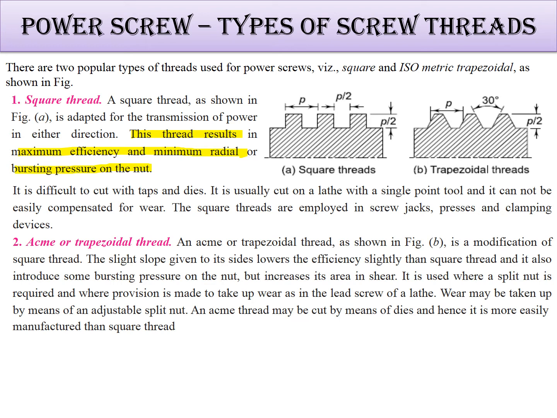And it is used where a split nut is required and where provision is made to take up wear, as in the lead screw of the lathe. So acme thread may be cut by means of dies and it is more easily manufactured than the square threads. So the main reason was that to get ease in manufacturing, trapezoidal threads were developed.